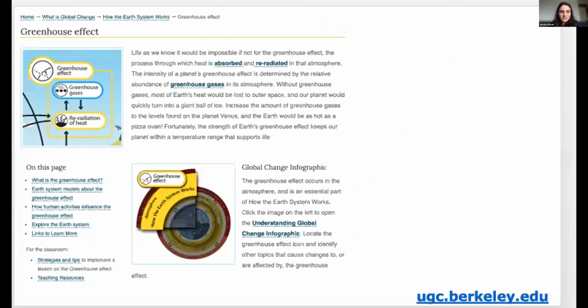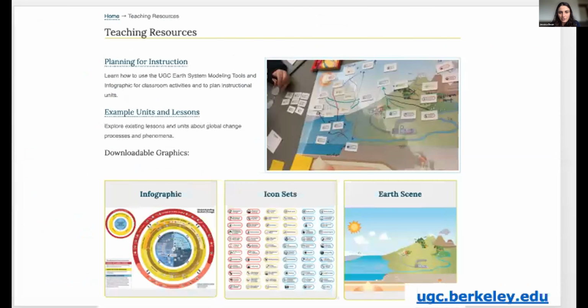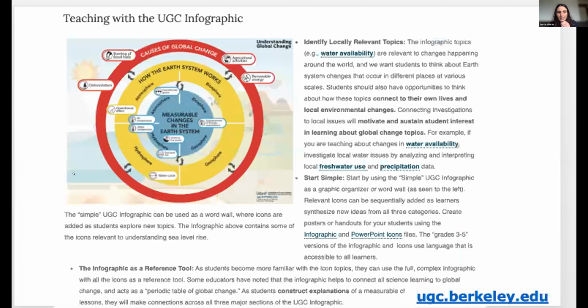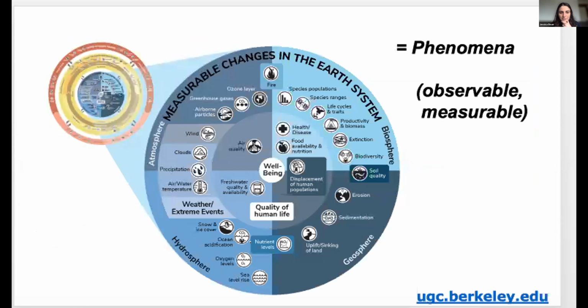So there are also just lots of examples of models on our website on different content pages. And again, you can download all of these resources from our teaching resources pages. There's also advice for how you can use this as a word wall. How do you build up the complexity over time of this graphic and introduce it to your students? And how do you support them with this modeling process? And again, we can also really be using this graphic for planning. So I very often use this for thinking about what are the phenomena that I want to teach?